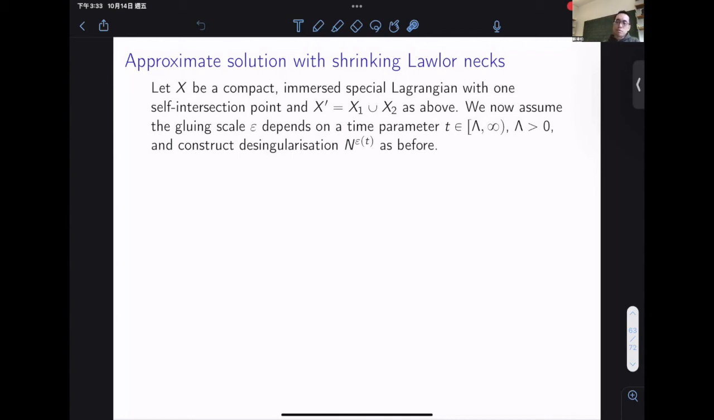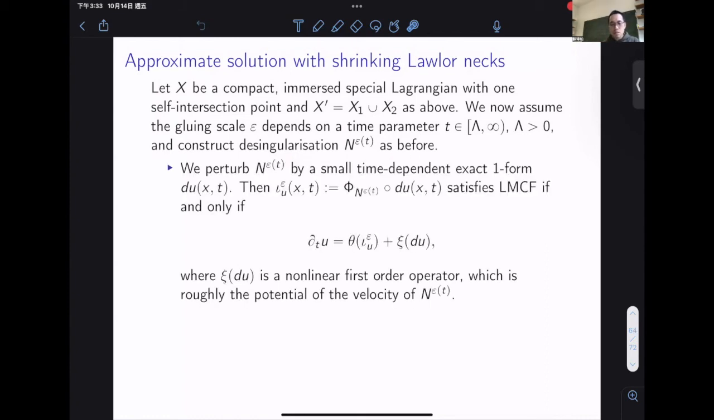But now we assume the gluing scale epsilon is dependent on some time parameter t, where t belongs to an infinite interval from lambda to infinity. So for each t, we get a number epsilon of t, so we can still construct the desingularisation N_epsilon(t) as before. Okay.